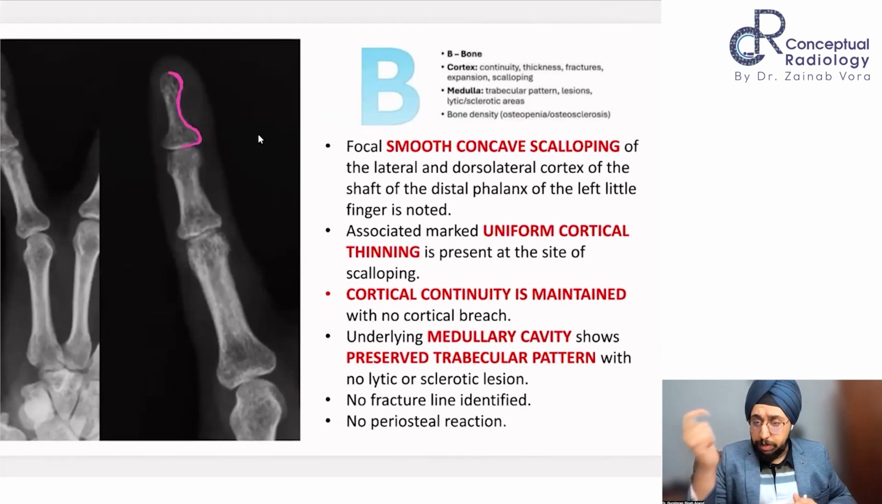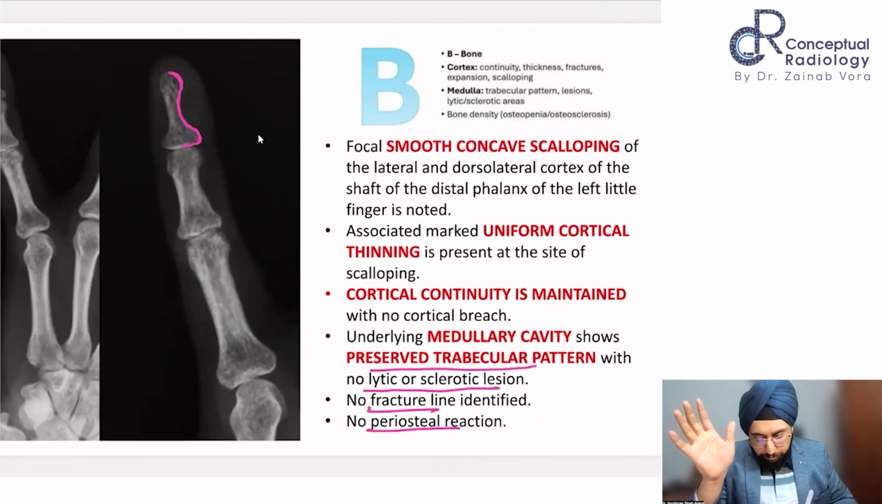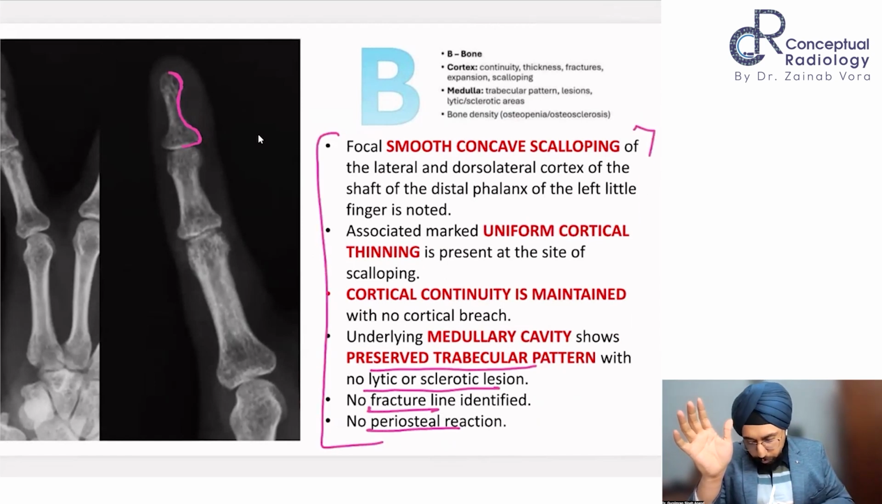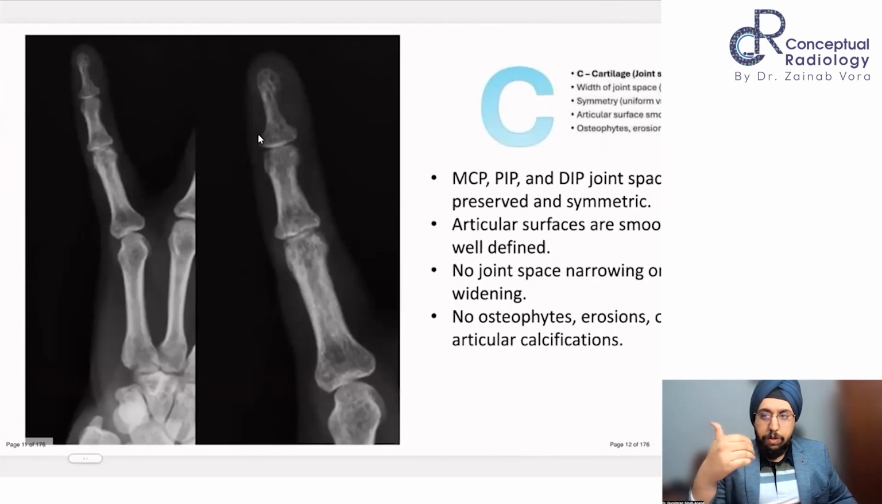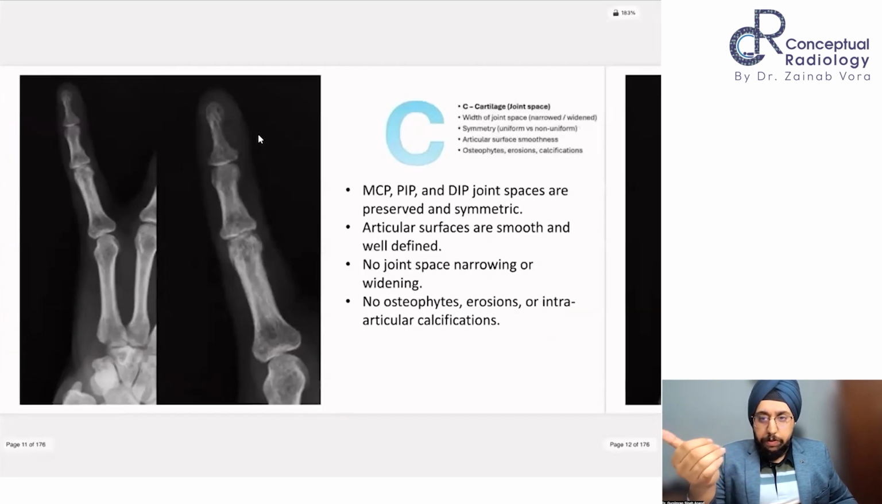And very important, the underlying medullary cavity shows a preserved trabecular pattern with no evidence of any intramedullary lytic or sclerotic lesion. No fracture line is identified, and there is no periosteal reaction. Okay, so all these wordings I want to be there in your report. Okay. Next, joint space. Obviously, it's normal. Okay. No joint space widening, narrowing, no osteophytes. So there are no features of any arthritis here.